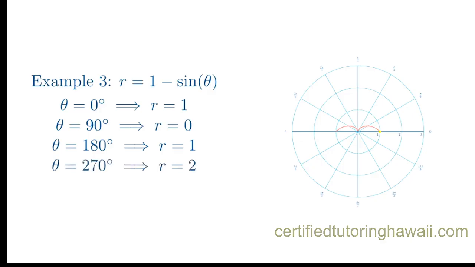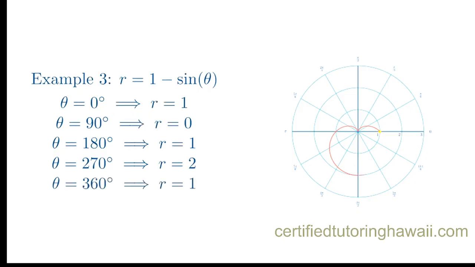From 180 to 270 degrees, sine of theta becomes negative, decreasing from 0 to negative 1. As r is 1 minus this negative number, it increases from 1 to 2. We start at 1, 180 degrees and move outward to our furthest point, 2, 270 degrees. This forms the smooth, rounded bottom of the heart.